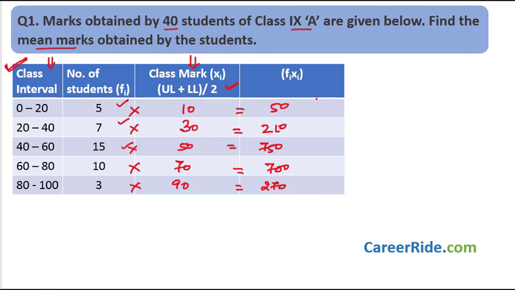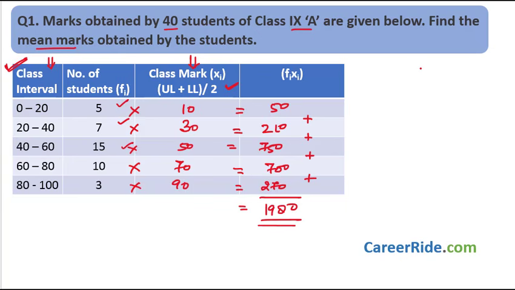Now, what do we have to do? We have to find out the total marks obtained by all the students, right? So we add up the whole thing like we did in the previous case. This gives us 750. Then 1500, 1600, 1700, and this is 1980. This is a total of 1980, right? So what have we found out?